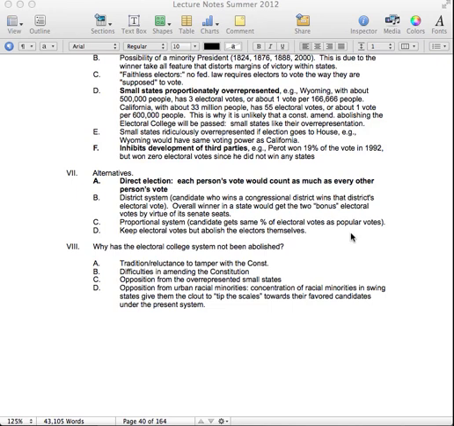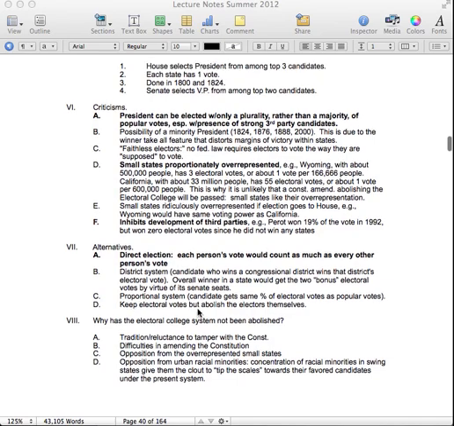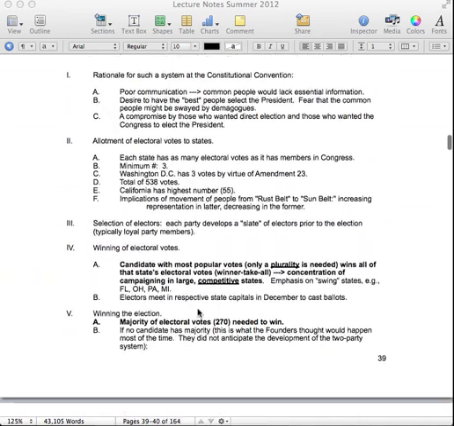which, again, is probably the weakest of them, but that's an alternative. Why has it not been abolished? Tradition, reluctance to tamper with the Constitution, difficulties in amending the Constitution, especially if the small states do not like it, and opposition from urban racial minorities, since this gives urban racial minorities some political clout and political power. Alrighty, if there are any questions on this lecture, let me know tomorrow.